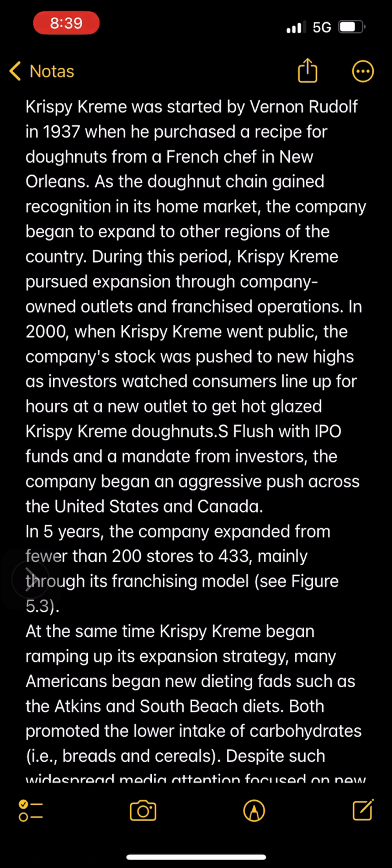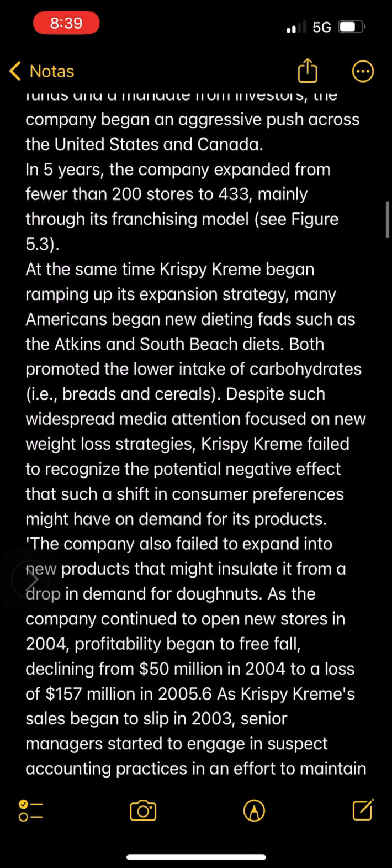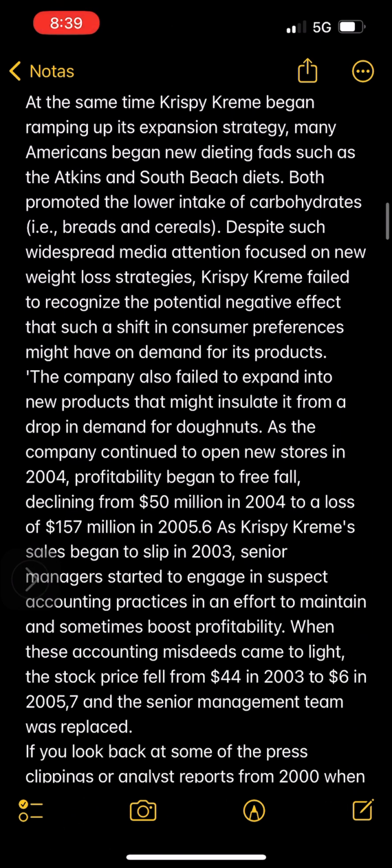In 2000, when Krispy Kreme went public, the company's stock was pushed to new highs as investors watched consumers line up for hours at a new outlet to get hot glazed Krispy Kreme donuts. Flush with IPO funds and a mandate from investors, the company began an aggressive push across the United States and Canada. In 5 years, the company expanded from fewer than 200 stores to 433, mainly through its franchising model. At the same time Krispy Kreme began ramping up its expansion strategy, many Americans began new dieting fads such as the Atkins and South Beach diets.